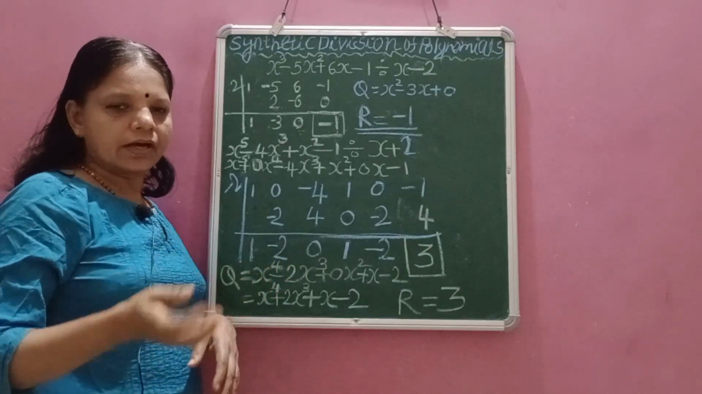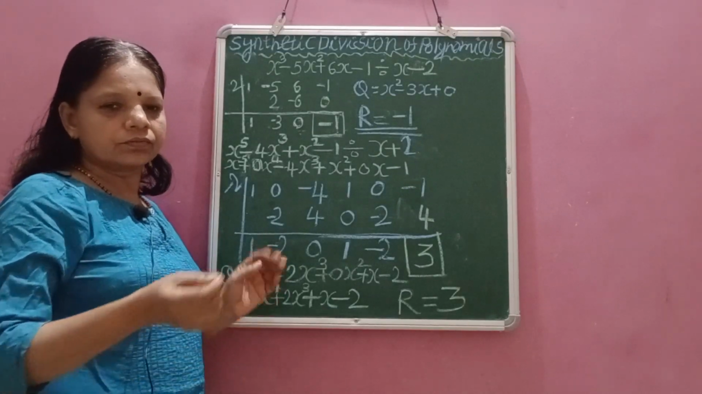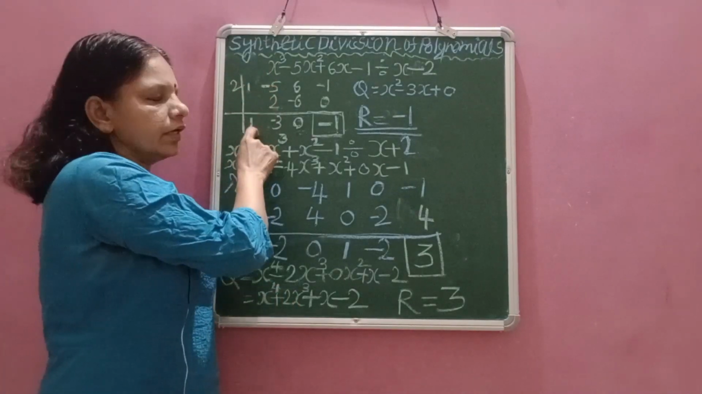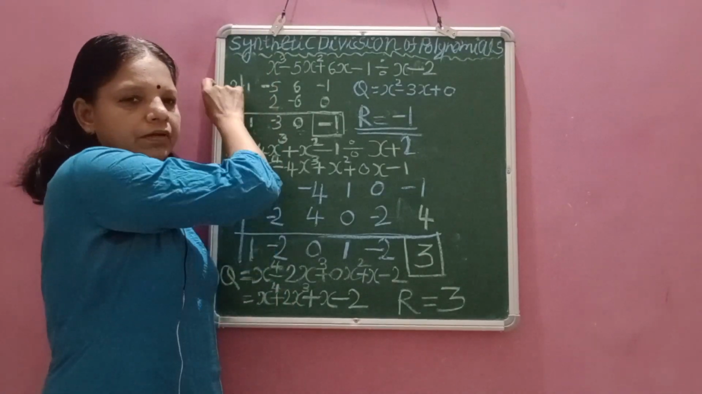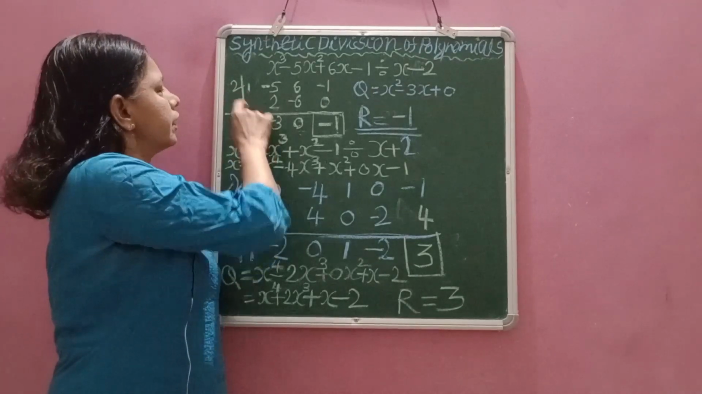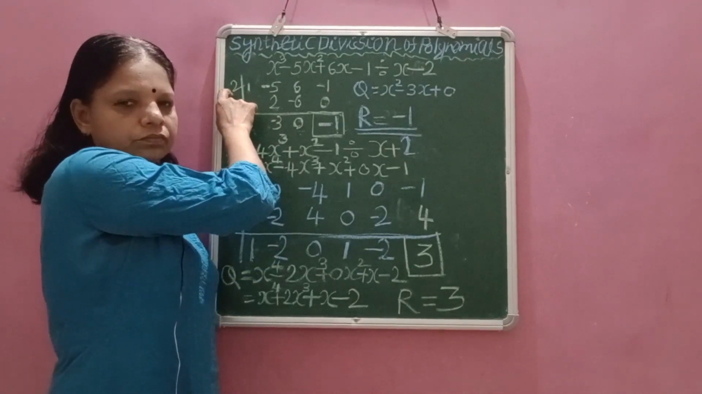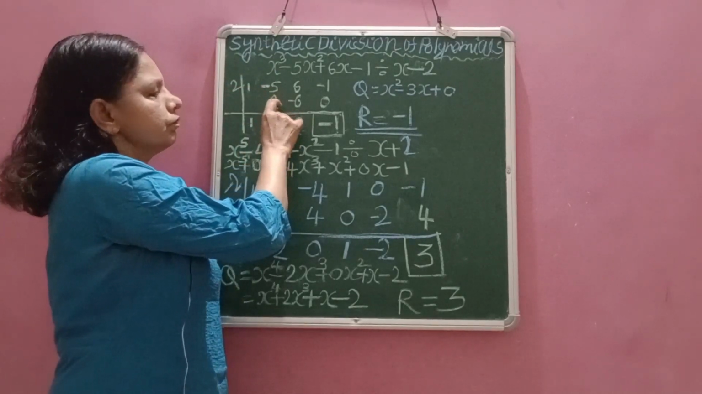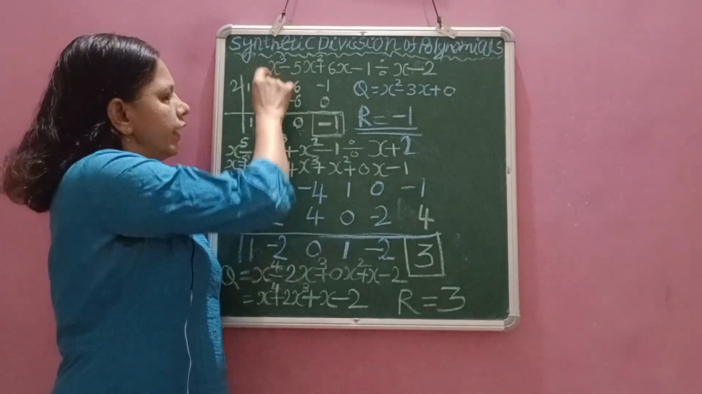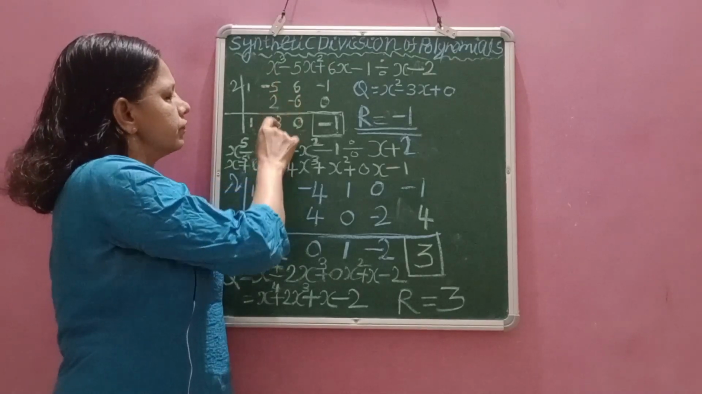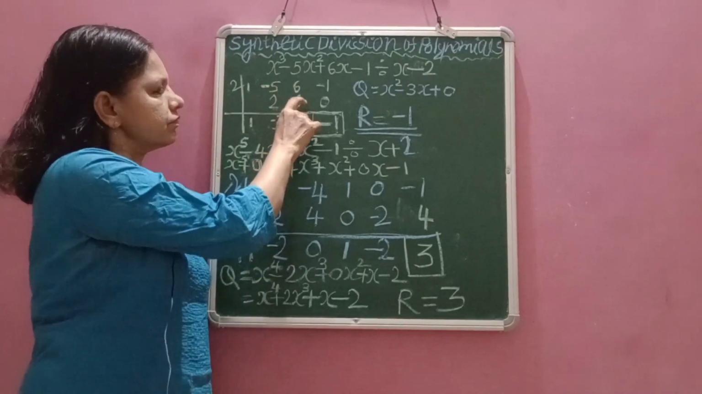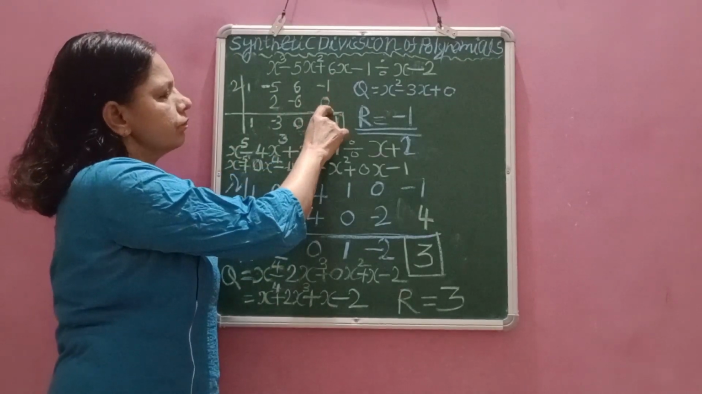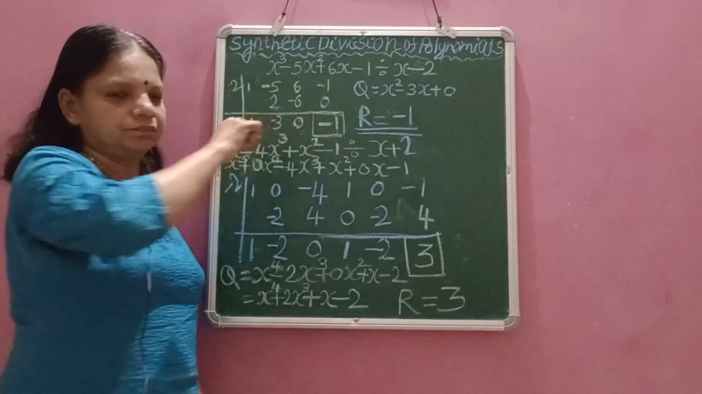Multiplying and adding to the next coefficient. First coefficient, write as it is, then multiply with the divisor. 1 here, divisor is the number 2 here. 1 into 2, that you have to write below the next coefficient. Add this: minus 5 plus 2, minus 3. Minus 3 into 2, minus 6. 0 plus minus 6... 0 into 2, 0. Minus 1 plus 0, minus 1.